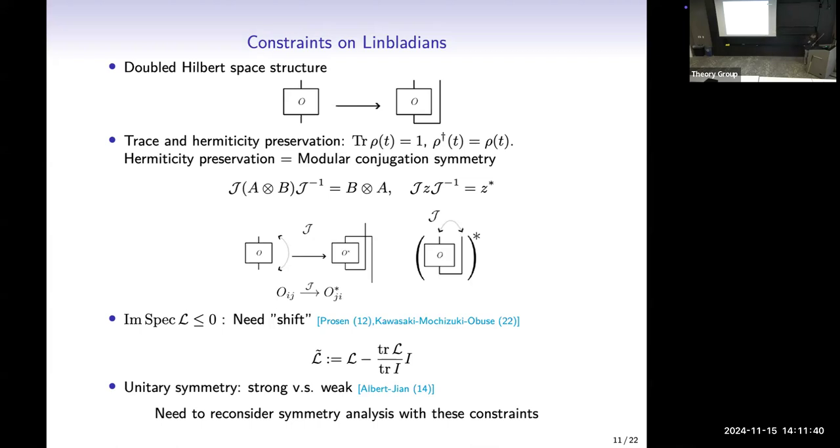So there are a lot of ingredients, and I don't think I can explain everything in detail, but the main message is that I have to impose many physical conditions. I cannot just take any non-Hermitian Hamiltonian and use it as a Lindbladian. Lindbladians have some constraints, like the Hermiticity preservation. In what ways does it constrain the degree of non-unitarity?